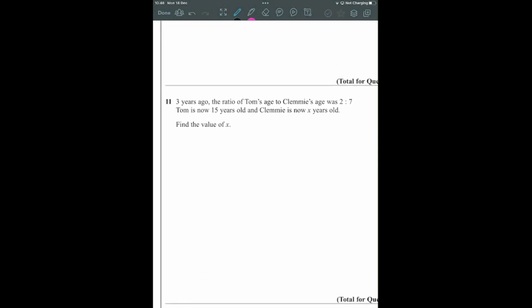Question 11. 3 years ago, we have a ratio of 2 to 7. Tom is now 15 and Clemmy is x. Find the value of x. Okay, so we have something to do with now and 3 years ago with Tom and Clemmy. So Tom is now 15. So 3 years ago he was 12.